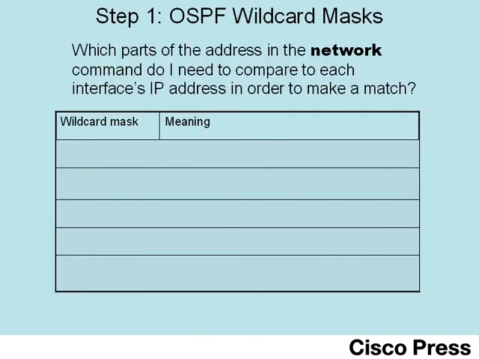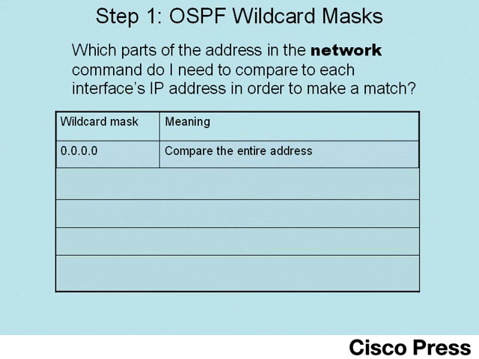Picking a good wildcard mask to use in the OSPF network command can be one of the most challenging things to configure in OSPF. The wildcard mask determines which parts of the address in the network command the router needs to compare to each interface IP address in order to match that interface. Now, wildcard masks are shown in dotted decimal format, so let's take a look at a couple of examples.